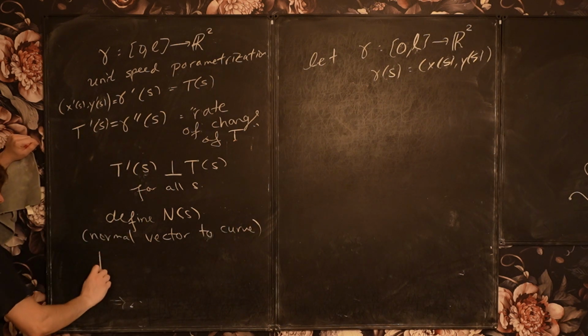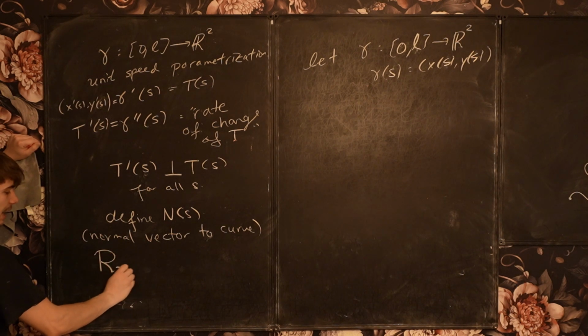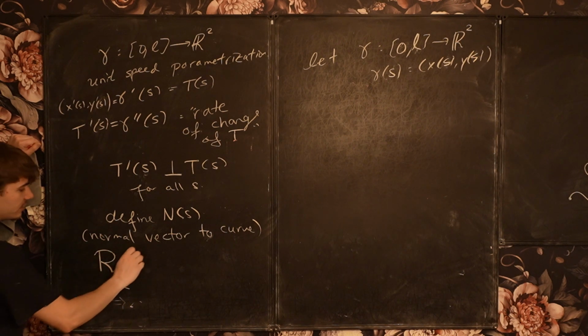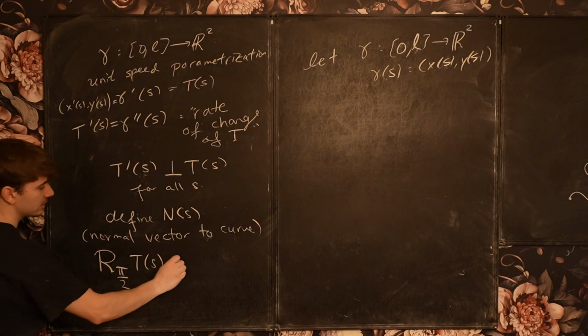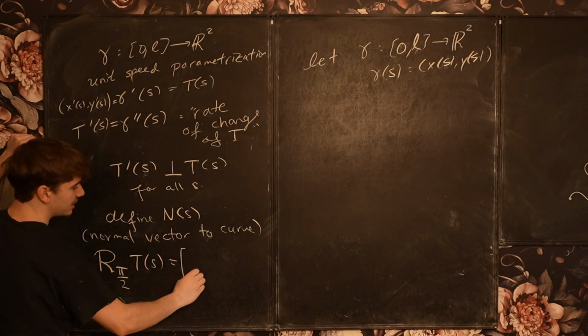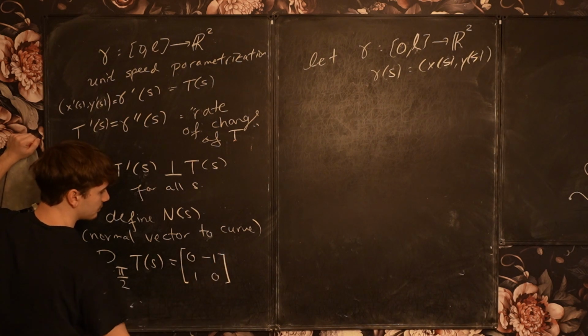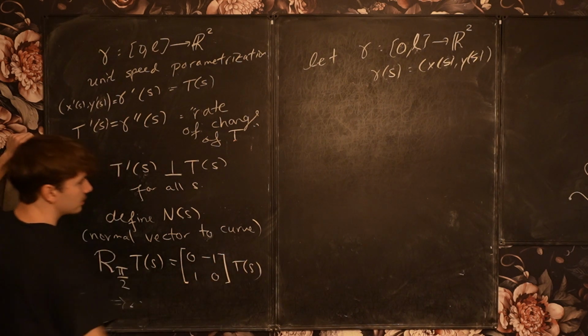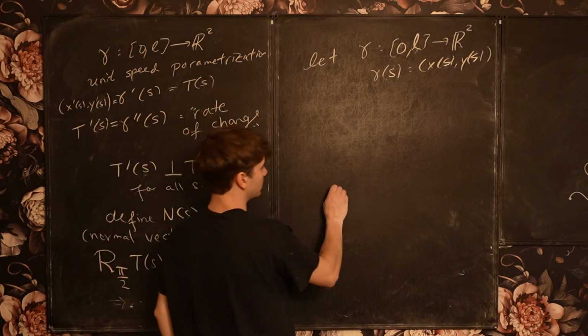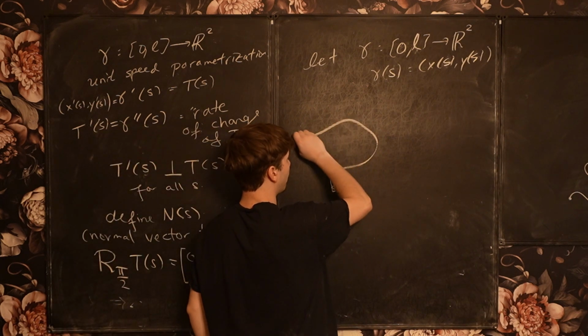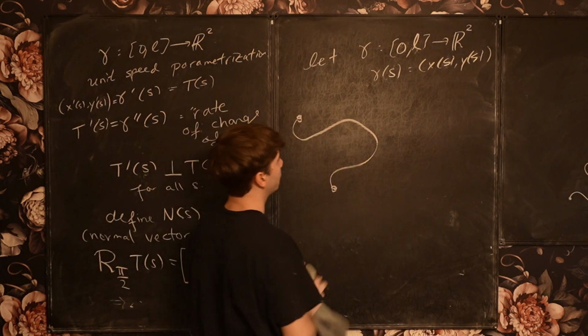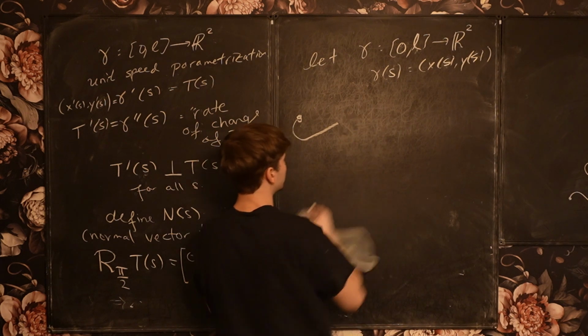Should just be the rotation by pi halves of the tangent vector at s. And so this is just, I'm going to apply the matrix, basically 0, -1, 1, 0, t of s. So what does this look like? Well, let's go back to our picture of a curve here. I want it to be a smooth curve.